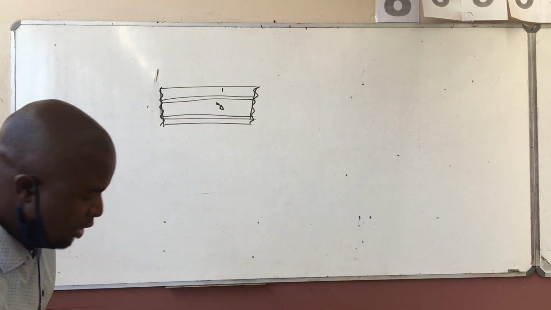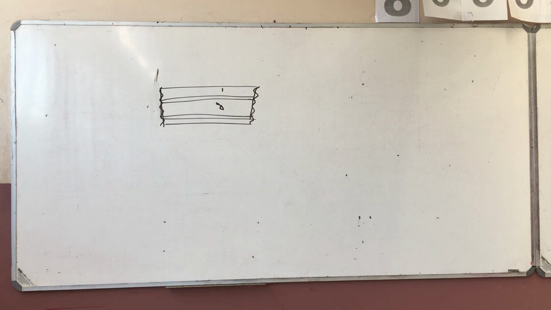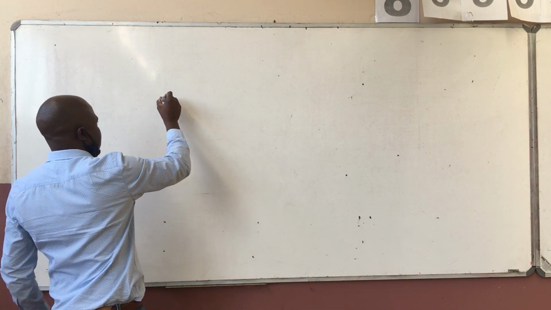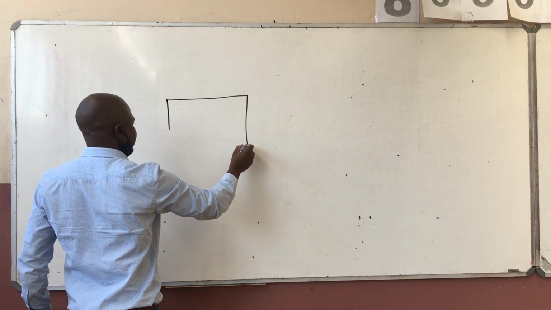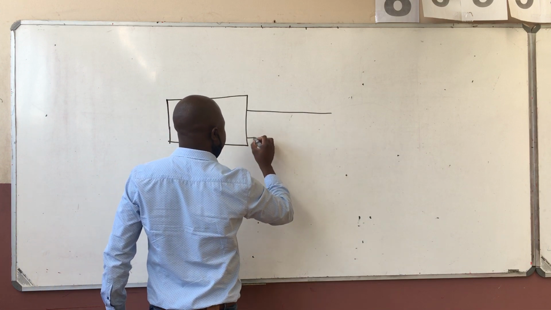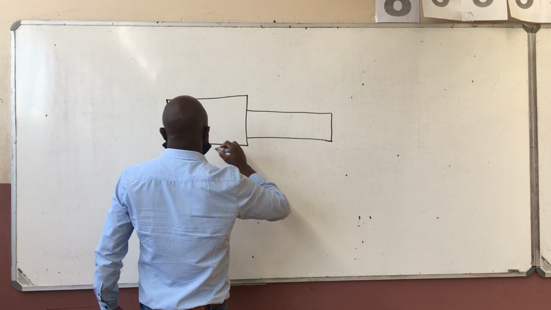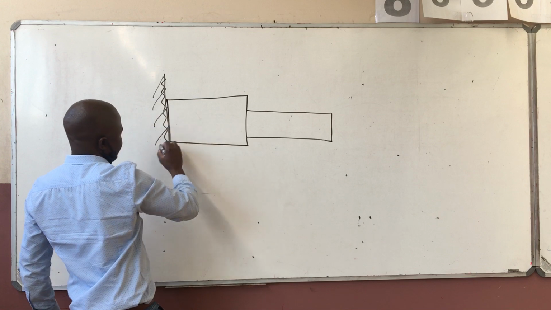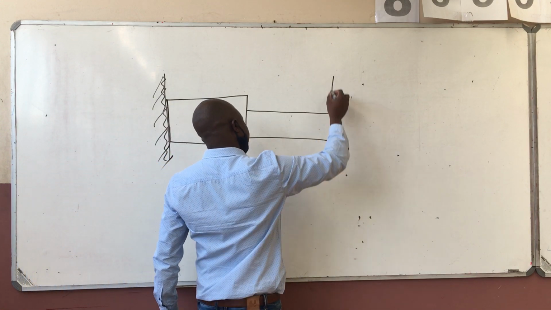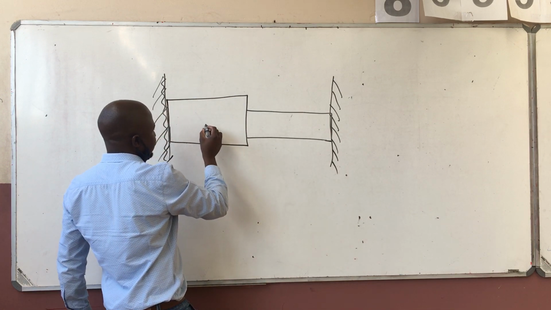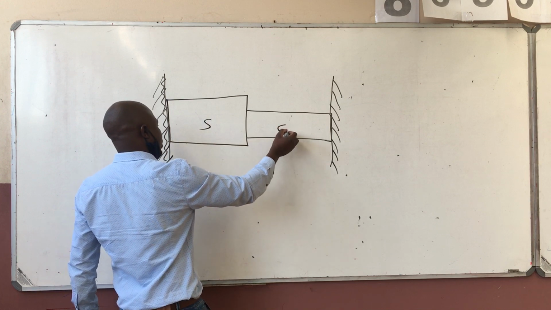So today, we are going to look at two of them. Also, we have number 1 and we also have number 2. And then we fix here. We also fix here. This one is steel and this one is copper.